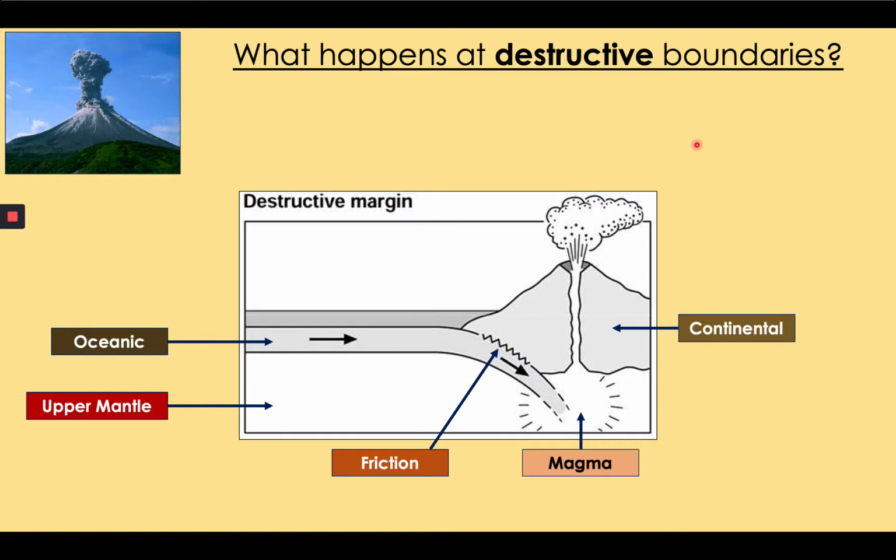At destructive plate boundaries, therefore, you get great earthquakes as the friction between the oceanic crust and the continental crust causes the plates to jam. However, due to the movement of convection currents, the oceanic crust continues to want to descend beneath the continental crust, and so the friction builds up, and then suddenly the plates release, creating earthquakes.